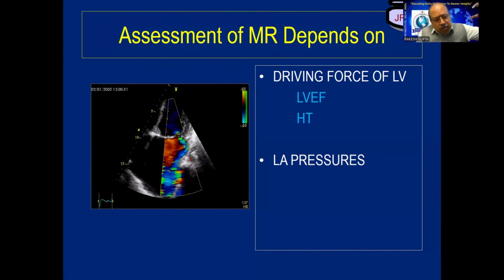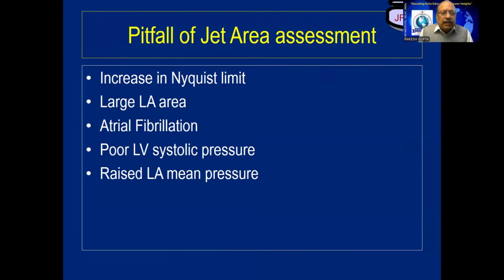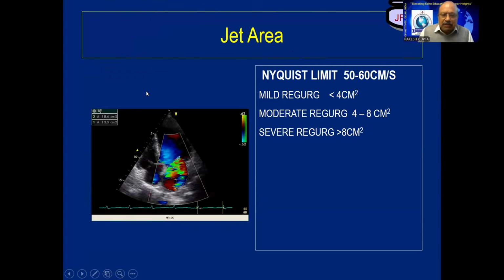When the LV is poorly contracting and the LA is huge, it will tell you roughly what my severity of MR is. And based on this, we never judge the severity as of today. As I said a few minutes back, large LA, atrial fibrillation, poor LV systolic contraction, raised LA mean pressure are the pitfalls in jet area assessment. And if you increase the Nyquist limit from 50 to 60, like over here, I'll be underestimating it. If I reduce it to 40, I'll be overestimating it.